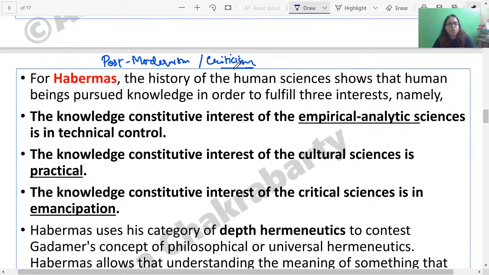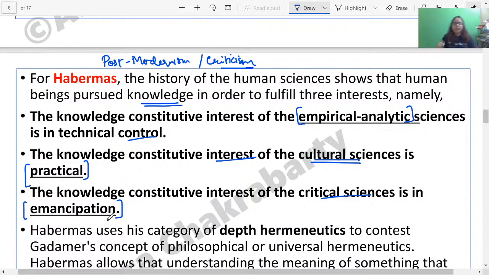He says कि human sciences shows that human beings तीन तरीके के इंटरेस्ट अचीव करना चाहते हैं थ्रू दीज काइंड ऑफ नॉलेज. व्हाट आर दे? लेट अस सी. Okay, the knowledge constitutive interest of empirical analytical sciences is a technical control. First, let us read it and then I will explain you what they are. Okay, the knowledge constitutive interest of cultural sciences is practical. The knowledge constitutive interest of critical sciences is emancipation.